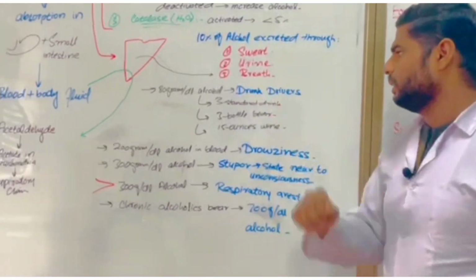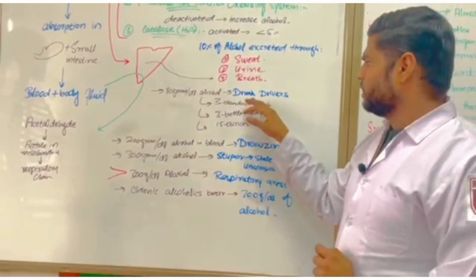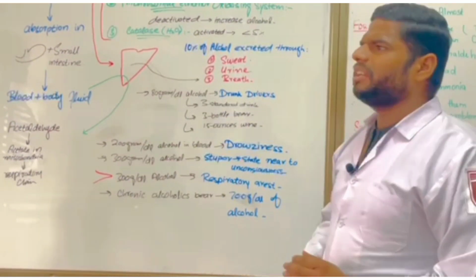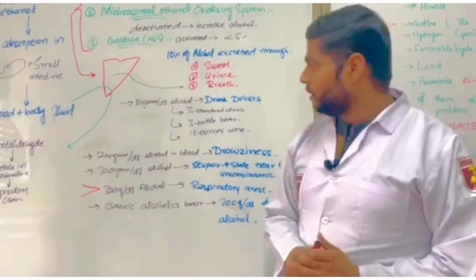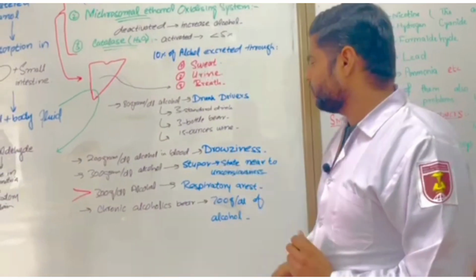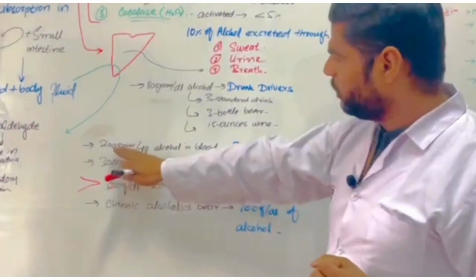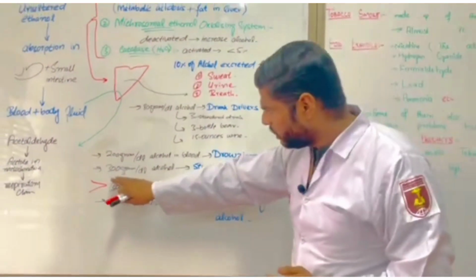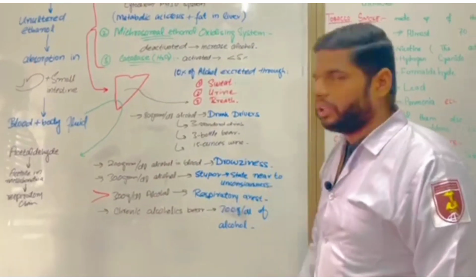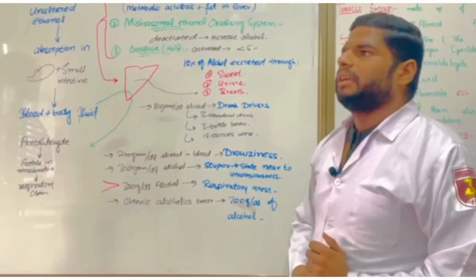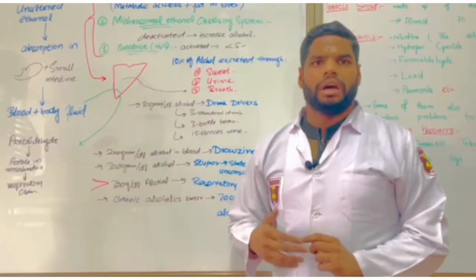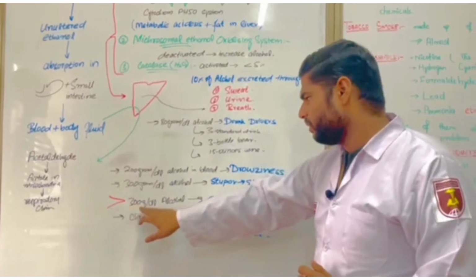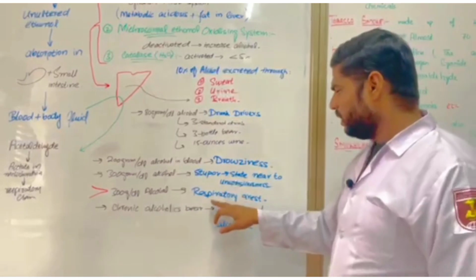Now, if we talk about drunk drivers, as we discussed, there must be about 80 gram per deciliter of alcohol present in the blood of drunk drivers. That equals 3 standard drinks, 3 bottles of beer, or 15 ounces of wine. Next, if there is 200 gram per deciliter of alcohol in the blood, it leads to drowsiness. And if there is 300 gram per deciliter, it is called stupor. Stupor is a state near to unconsciousness. And the third one is more than 300 gram per deciliter of alcohol in blood, which will cause respiratory arrest.